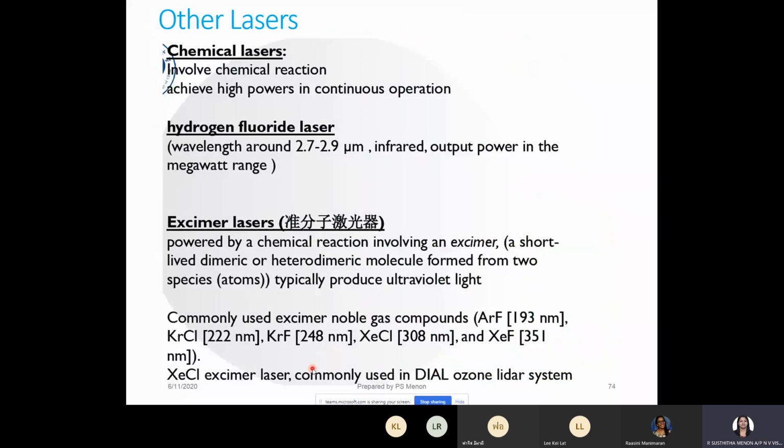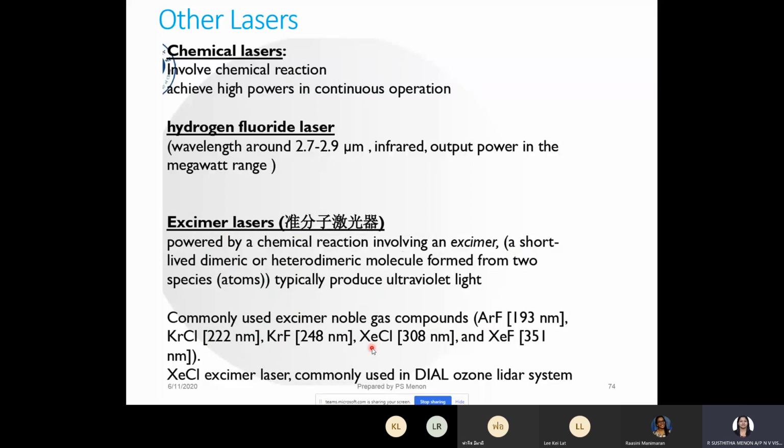You also have chemical laser. This involves chemical reaction to achieve high power and continuous operation. Hydrogen fluoride laser, the wavelength is at far infrared and the power in megawatt range. Excimer laser, this is a chemical reaction involving an excimer, which is a short-lived dimeric or heterodimeric molecule formed from two species of atoms, typically producing ultraviolet light. So commonly used excimer noble gas compounds: argon fluoride, krypton chloride, krypton fluoride.